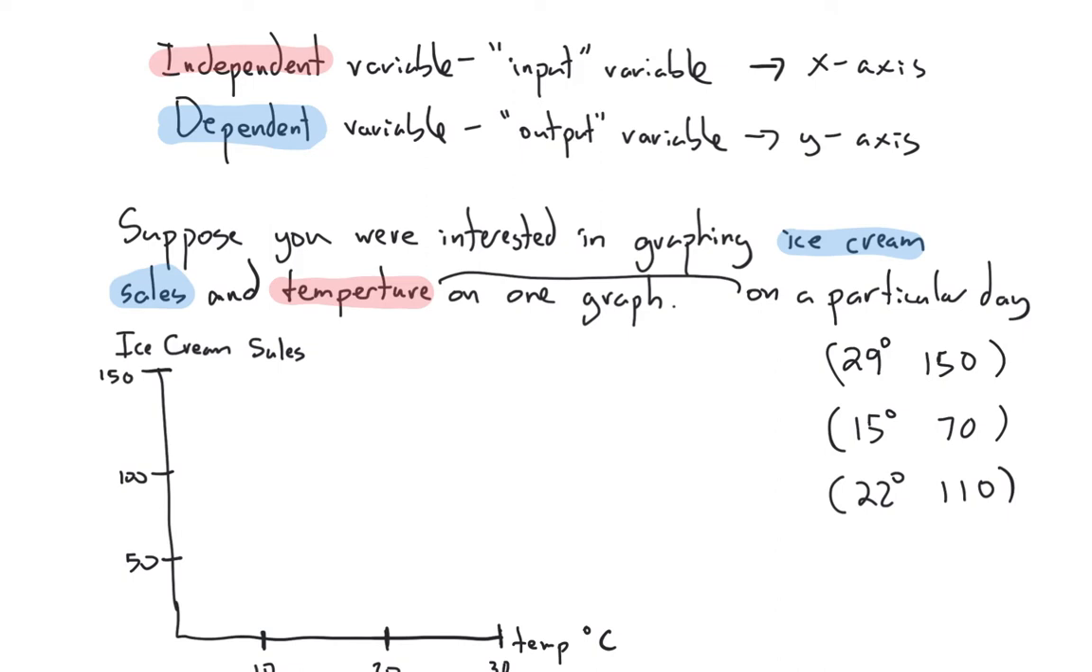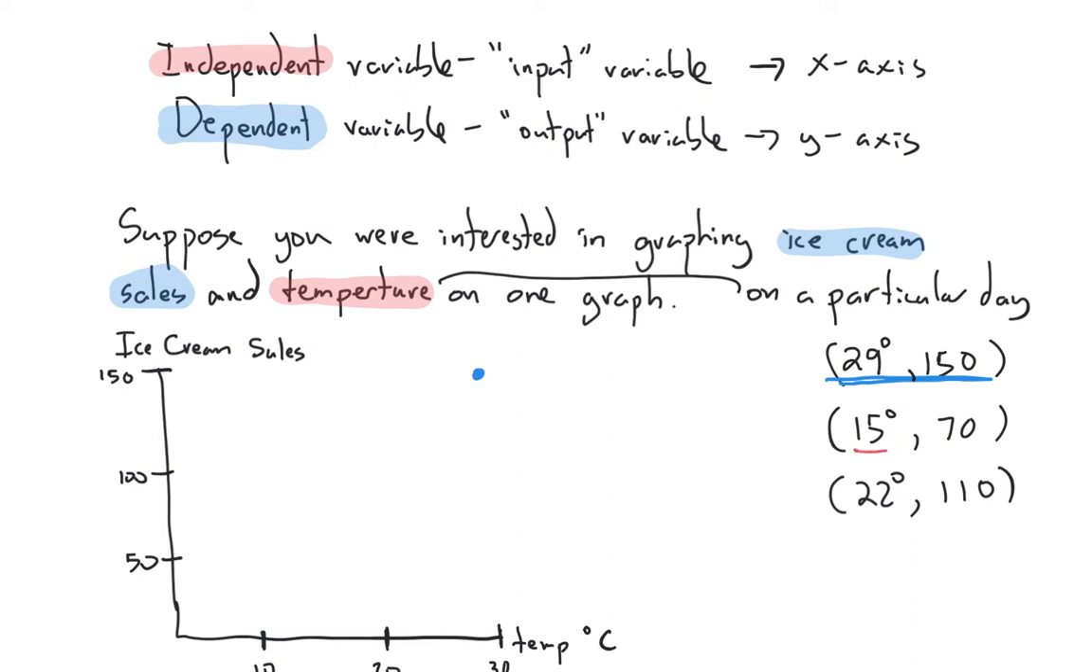Okay. So let's do the first point. Maybe we'll do that in blue here. 29 degrees and 150. And usually we put commas between these numbers, just so it's clear where the first number starts and the second number begins. So we go to 29 on the independent axis and 150 on the dependent axis. So it would be somewhere around here. There's the point 29, 150.